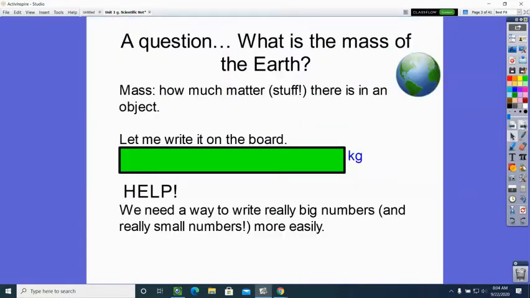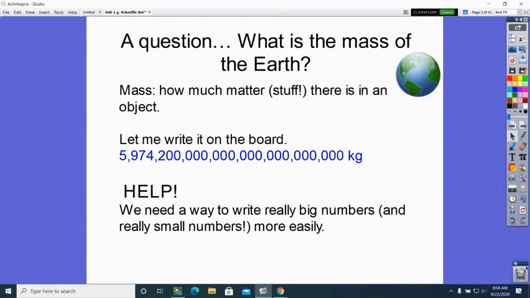So I'm going to start you off right now with a question. What is the mass of the Earth? So mass is not weight, it's how much matter, how much stuff there is in an object. So I'm going to write this. Here is the mass of the Earth. Now, a kilogram is kind of like a small bag of onions, for lack of a better word.